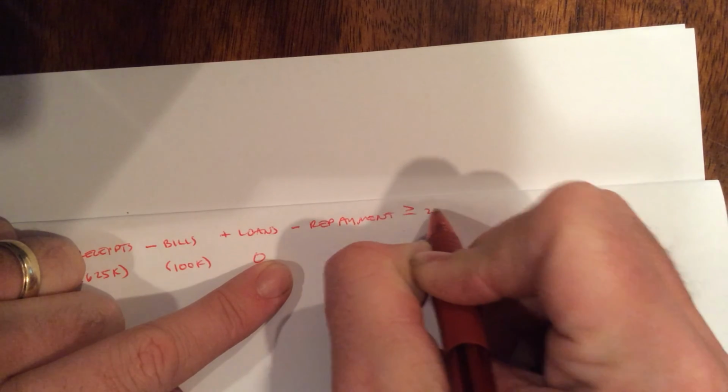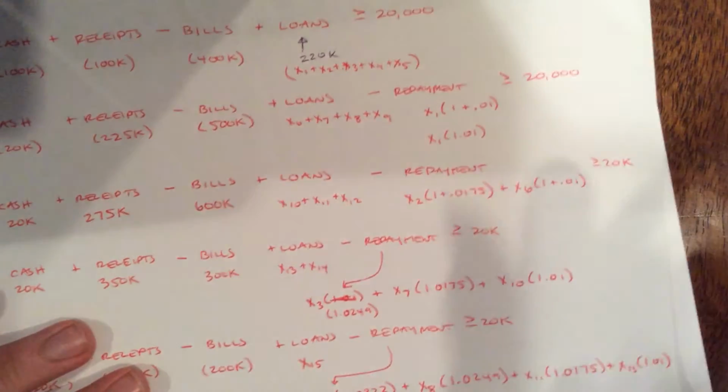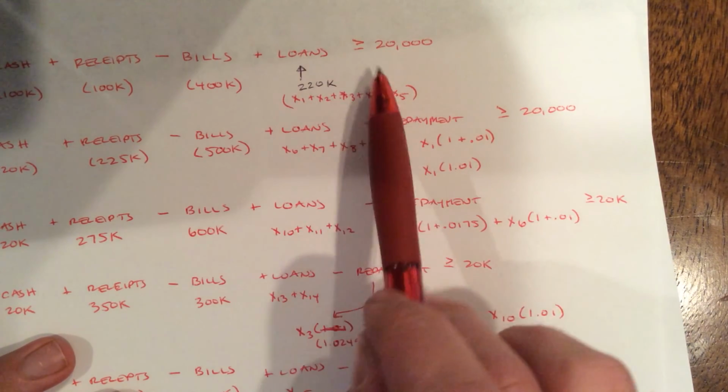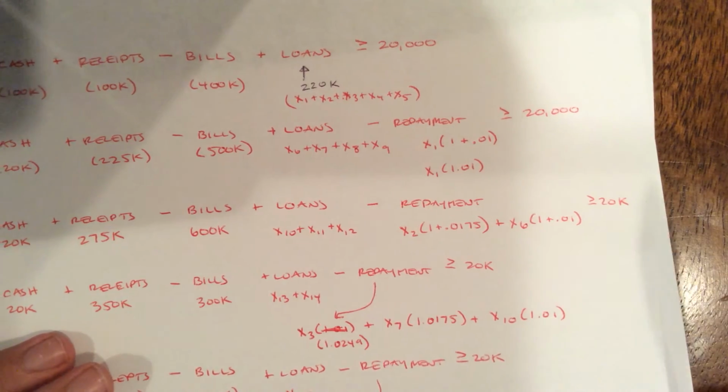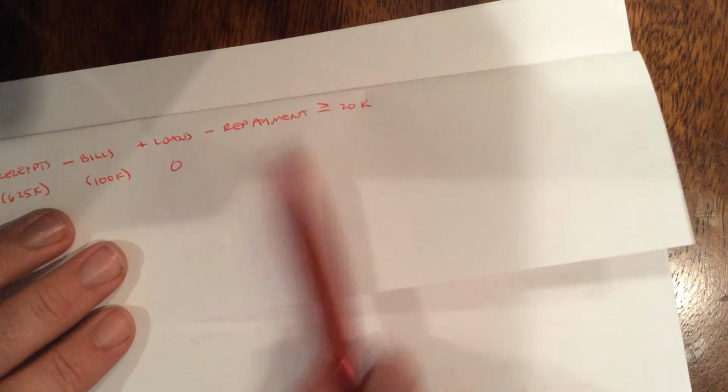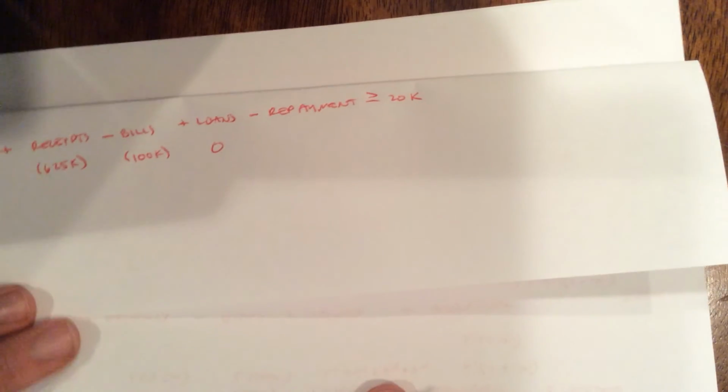To be greater than or equal to 20K. Now, real quick to point out, in all these other months we're going to be equal to 20,000 because we want to take out as few loans as possible. But in this last month, if we end up with more than 20,000, we're okay. So we want to make sure that the constraints are greater than or equal to 20,000.